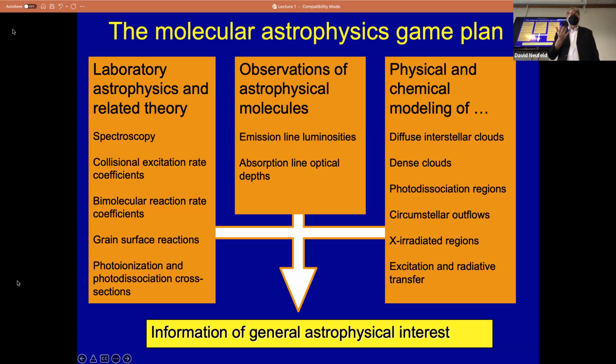Then, of course, you need to observe molecules. You measure emissions, or if you have a background source of radiation, you might see the molecules in absorption against that background. And then you need to do some astrophysical modeling. You need to have physical and chemical models for the objects that you are modeling that basically take this laboratory data, incorporate it into models, and make predictions that can be compared to observations. So that's the basic picture behind everything that I'll be discussing while I'm here this week.